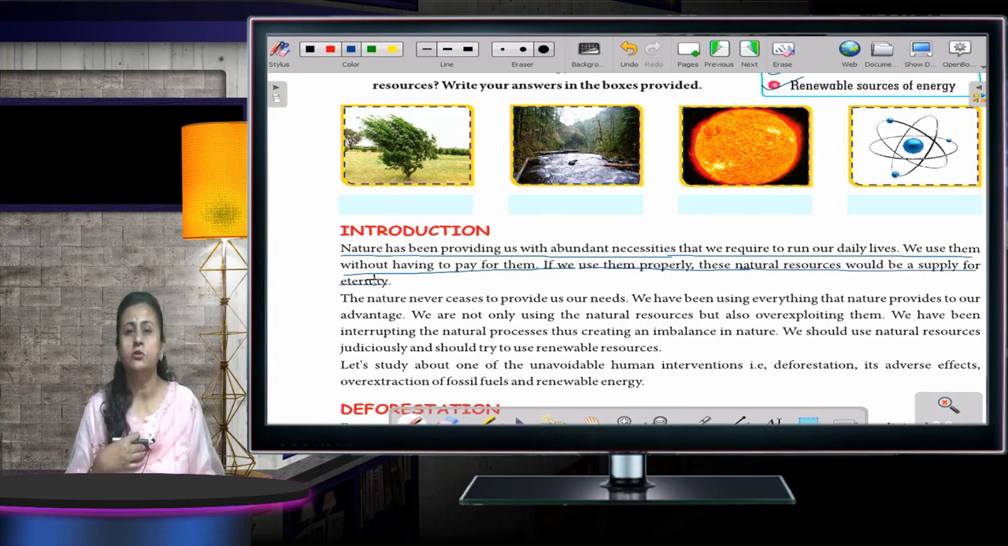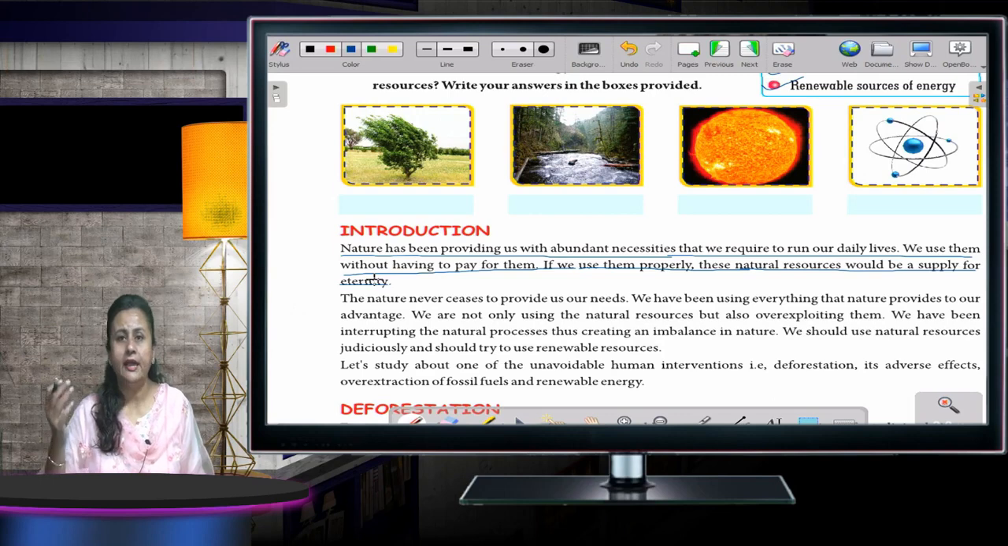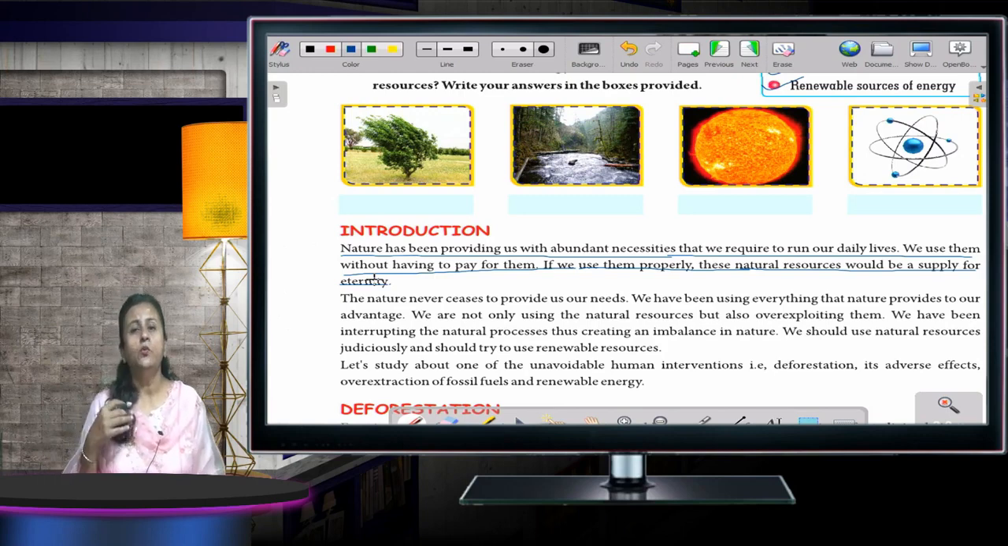Like right now also I am breathing. Where am I getting this oxygen from? I am getting this oxygen from the plants, and plants are all available in nature. In case there are no plants, there would be no oxygen and I won't be able to stand in front of you. So everything we are getting from nature, but still we are misusing it. We should use them judiciously, wisely, so that we can use all these resources for a very long time.